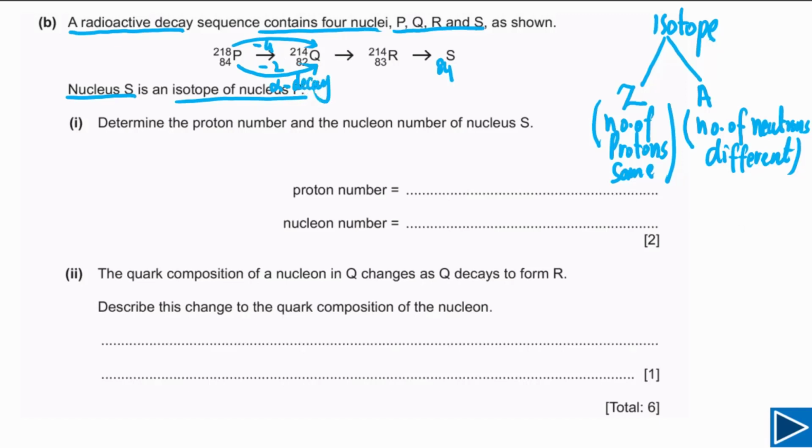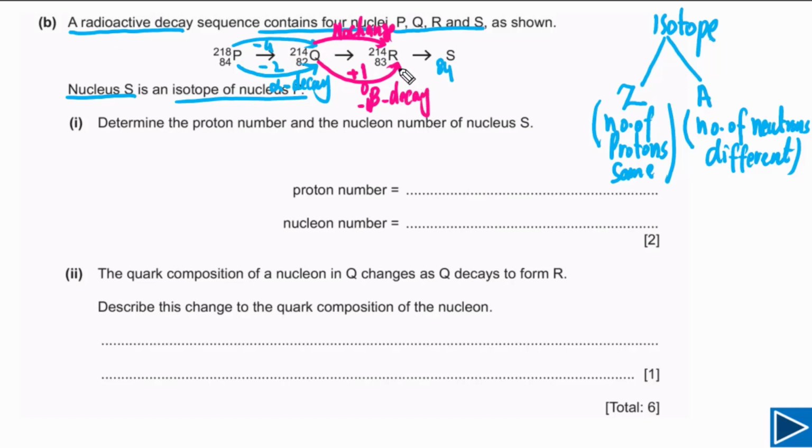Now if we look at the second one, Q to R. So what is happening from Q to R? If you look at this one, atomic number increases by 1. But if you look at the mass number, it does not change. So simply we can say there is no change in mass number, but atomic number increases by 1. So it is simply beta minus decay. So this one is beta minus decay.